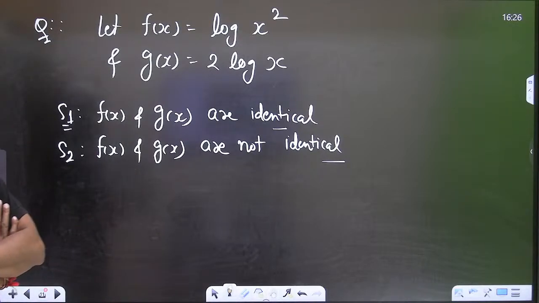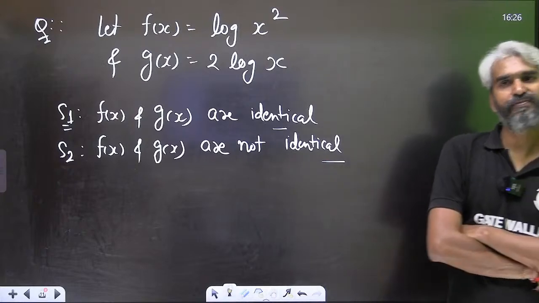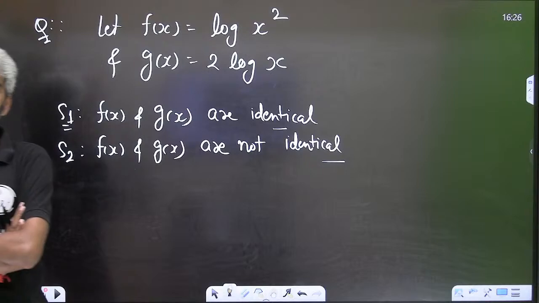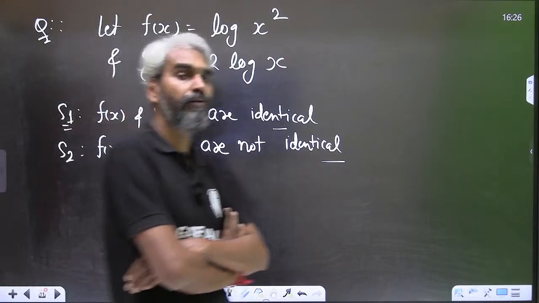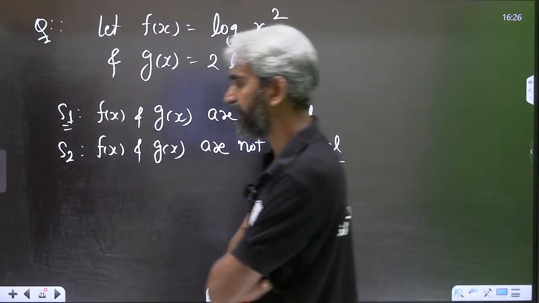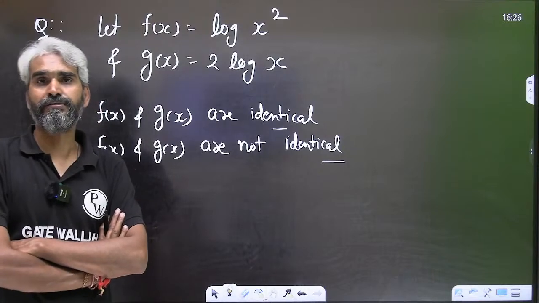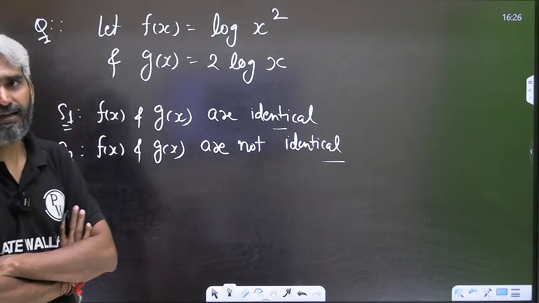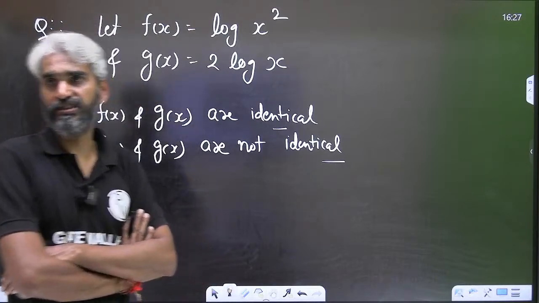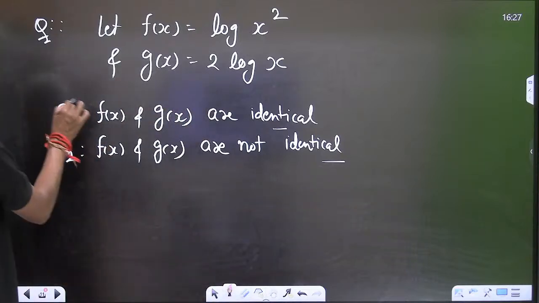I just want to know whether you have understood the concept or not. Identical function, by definition, is damn easy. By definition, two functions f and g will be called identical if they have equal domain, if they have equal range, and the values of functions f and g are the same for all the elements in the domain. So you are saying S1 is correct.